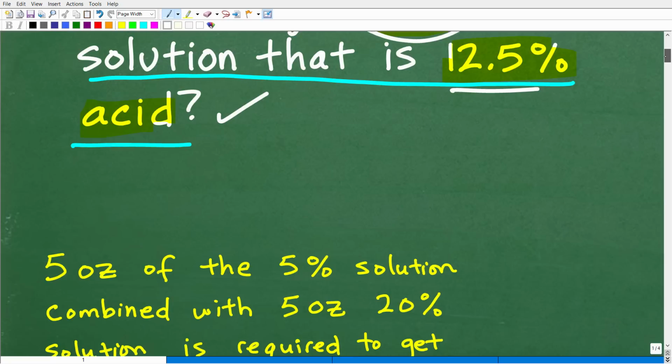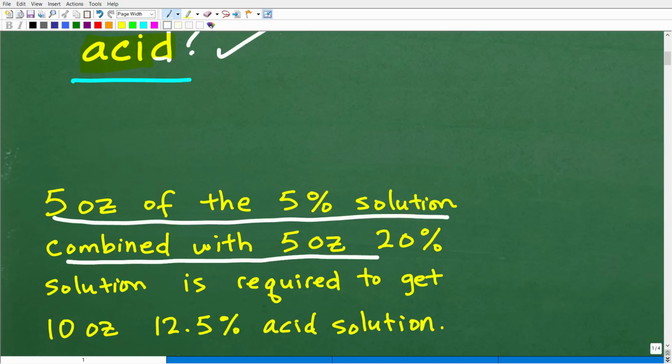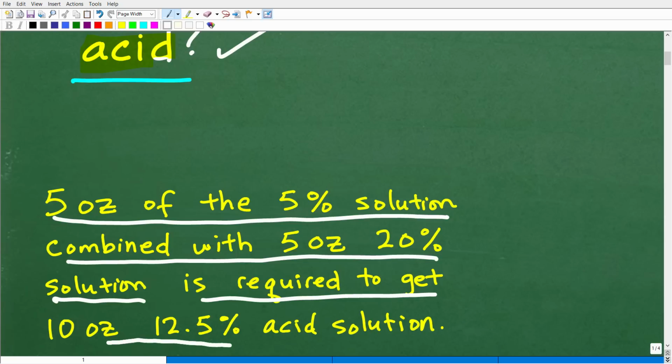But let's go ahead and take a look at the answer. The answer is the following. Okay, so we need 5 ounces of the 5% solution combined with 5 ounces of the 20% solution. That is what is required to get 10 ounces of a 12.5% acid solution.